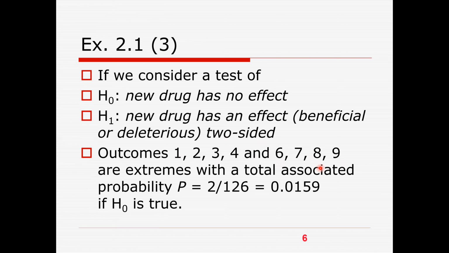So if the null hypothesis is true, then all 126 outcomes have equal probability, as we talked about. So then each of these 2 extremes has only 1 over 126 chance. So their total associated probability is 2 over 126. This is a low value, 0.0159.